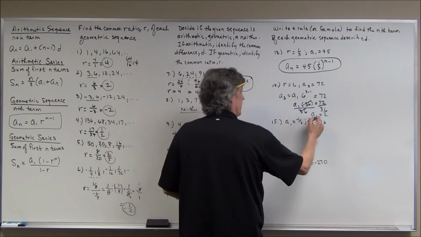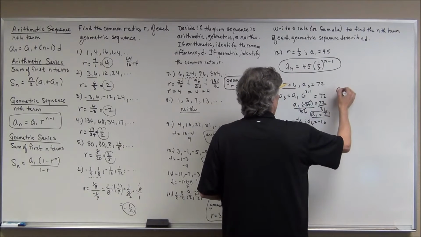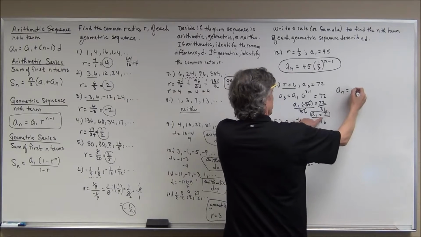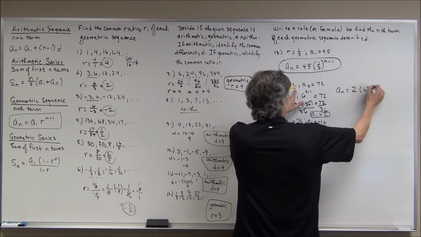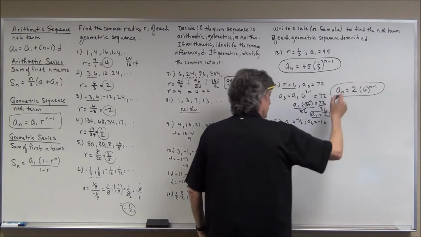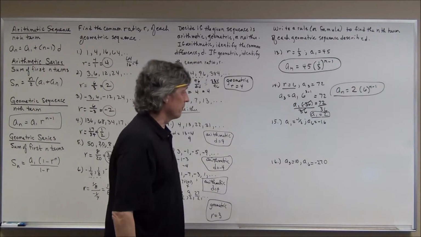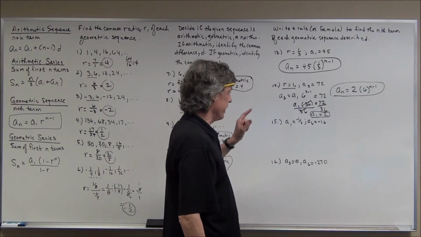Now I have exactly what I need. I need this, I need this. So I'll put it over here. A sub n is equal to a sub 1, which is 2, times my ratio, which is 6, to the n minus 1 power. And this is my answer, right here. Now the last two get even a little bit more intriguing in that they don't give you the ratio, so you're going to have to find that.